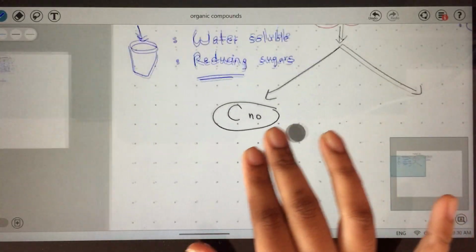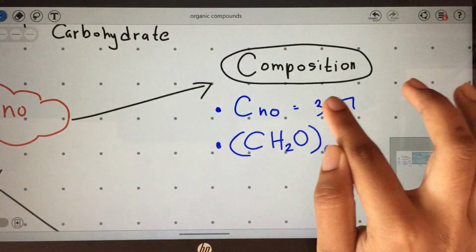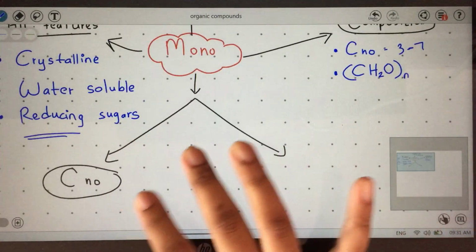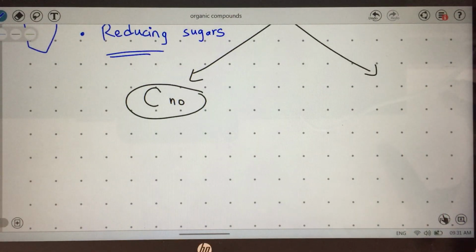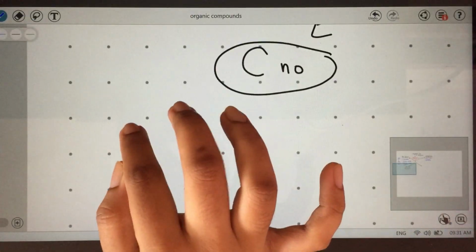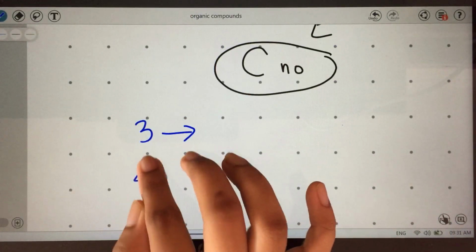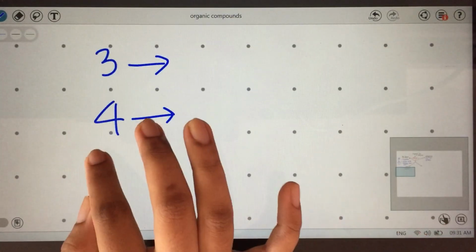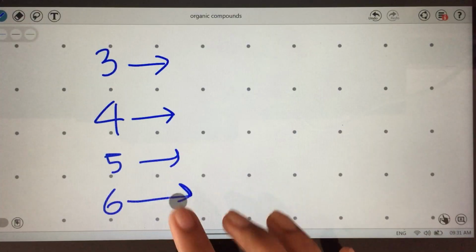So I told you how many carbons can be there in monosaccharides. I told you here 3 to 7. So now for each carbon number you are going to give a common name. Okay, like a group name you are going to give. If the monosaccharide has 3 carbons, then you have another name for it. If it has 4 carbons, you have another name. If you have 5, you have another name. If you have 6, you have another name.